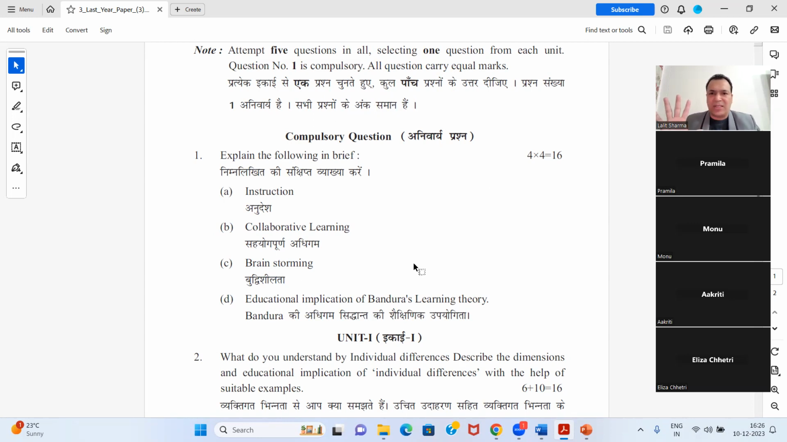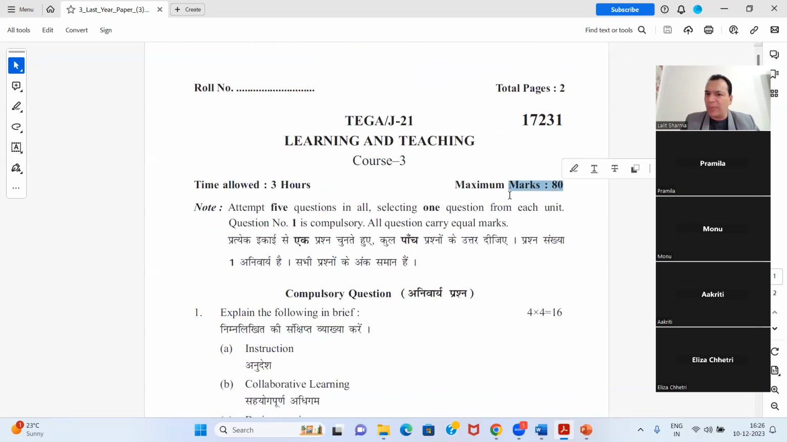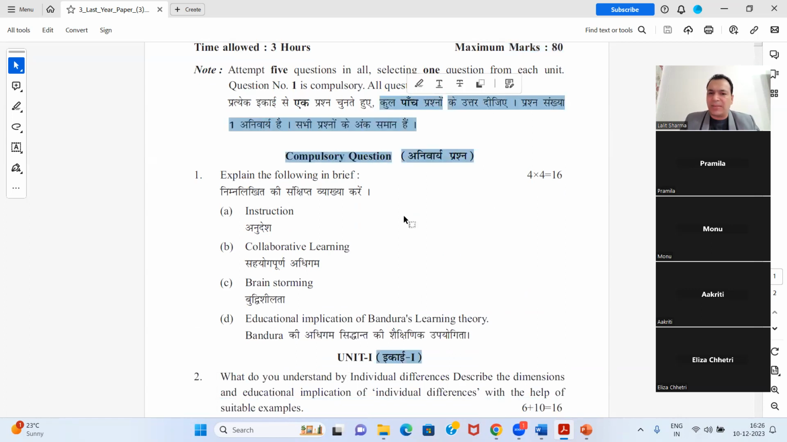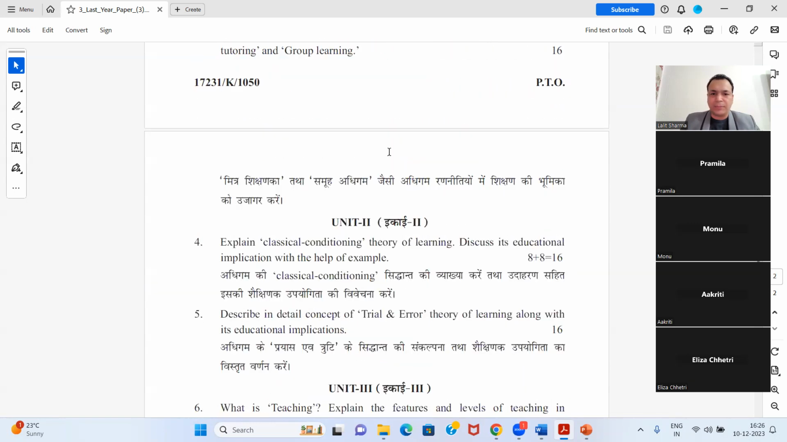Total there are 5 sections. Every section carries 16 marks. So 16 into 5 is 80 marks. Your paper is of 80 marks. The first section is compulsory. In the rest of the sections, you have to attempt one question each, right, guys?